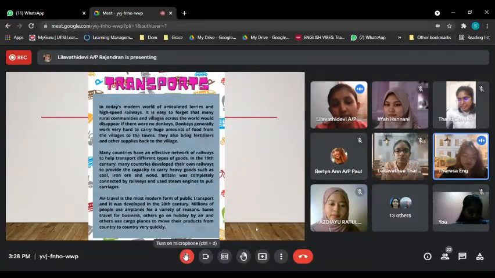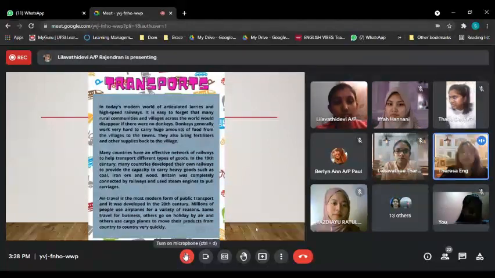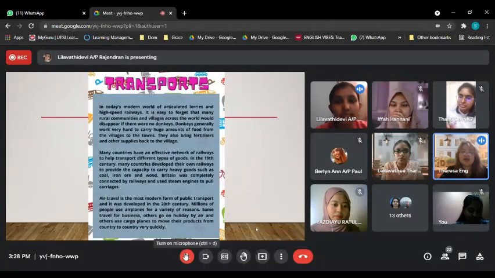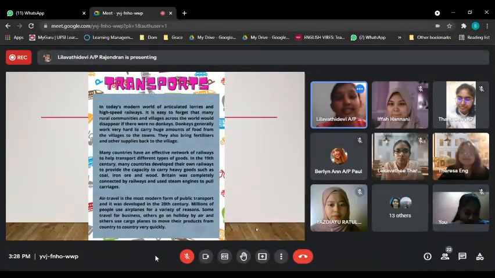Firstly, the donkeys are mostly used in rural communities. They carry a huge amount of food from villages to towns, and they also bring a lot of supplies like fertilizers as well. Yes, Teresa, your answer is correct. So these are the specific details for donkeys.